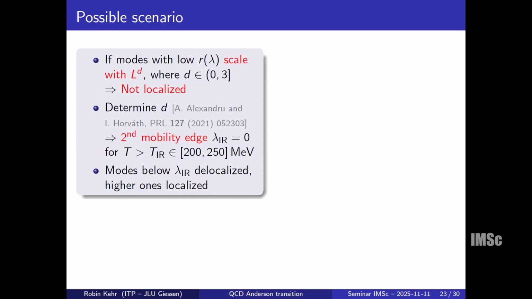But it was done in quenched QCD, at least. There they find a second mobility edge at lambda equals 0. That means the exact zero modes are delocalized because they have this scaling with the volume. And then we have this band of localized modes, and then the other mobility edge comes in, and we get to the delocalized regime again.